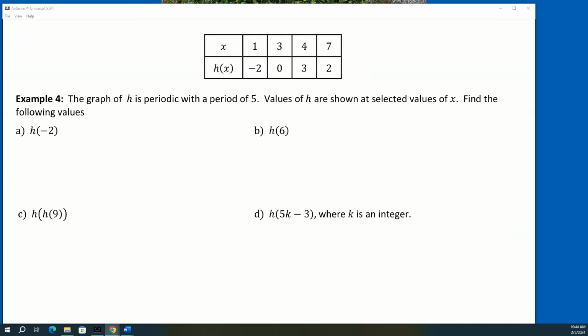But anyway, we're going to take an x value from this table, and we're going to add or subtract multiples of 5 from it to be able to get negative 2. What do y'all think? 3 minus 5. All right, and then we can drop off the multiple of 5. So it's going to be the same as h of 3, which is just 0. You guys try to do B on your own, please.